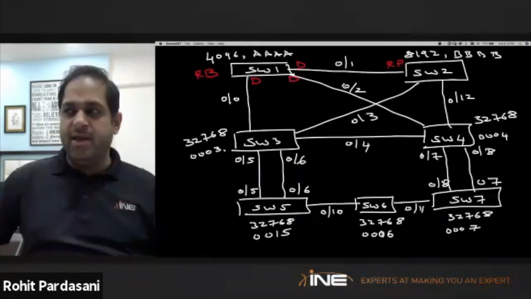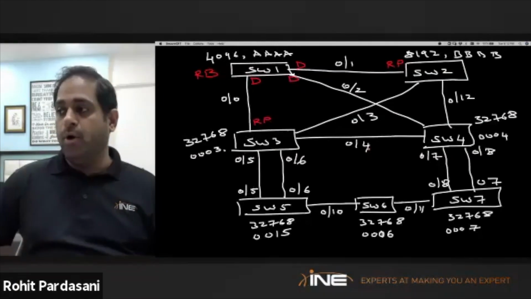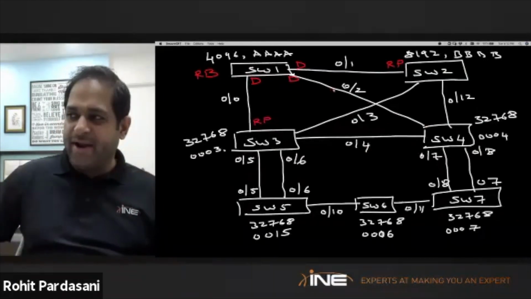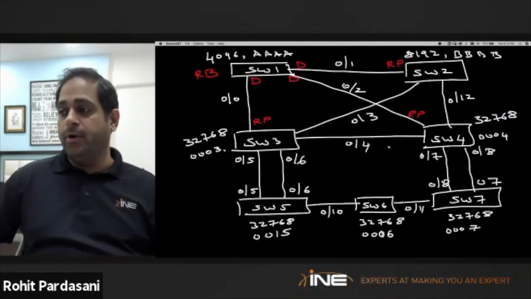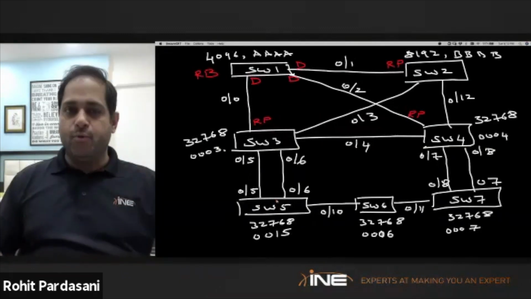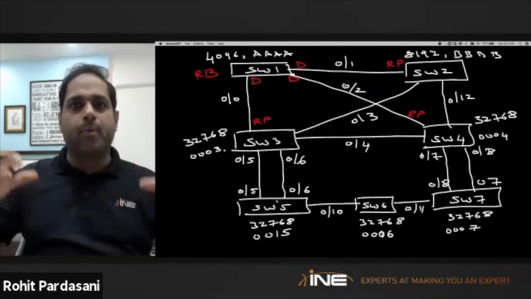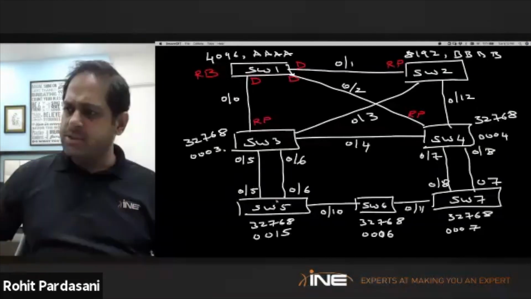On switch 3, direct path based on cost becomes root port. On switch 4, direct path based on cost becomes root port. Now we have switch 5. Always elect all your root ports first. First elect root bridge, then make all the ports into designated, and then elect your root ports.